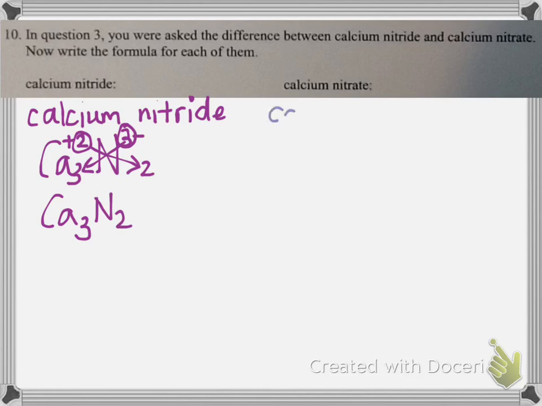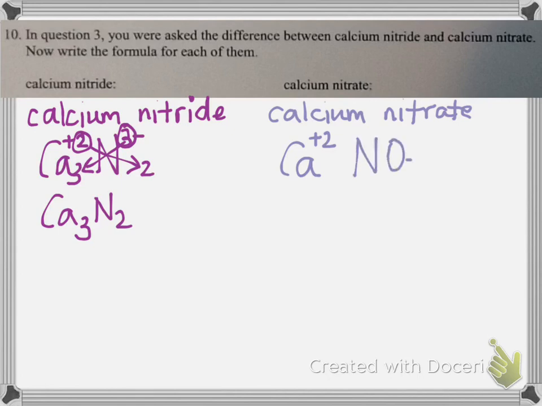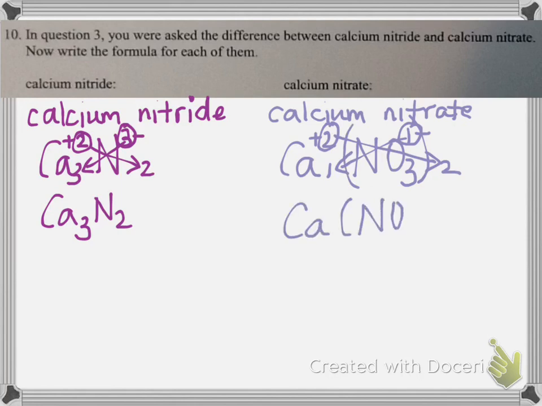Calcium nitrate, right, it's still Ca, and it's still going to have a charge of positive 2 because it would rather lose its 2 than gain 6. Nitrate's on the front page. That's NO3 with a negative 1 charge. I crisscross down. Notice I am going to need parentheses because I need 2 of these nitrates. So my formula is Ca(NO3)2.